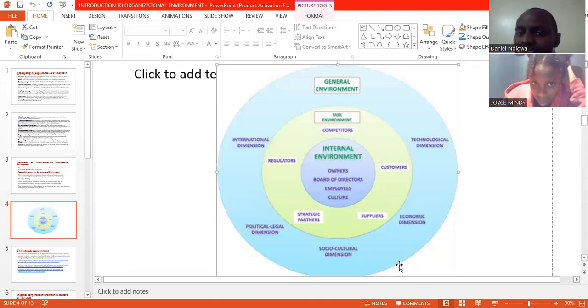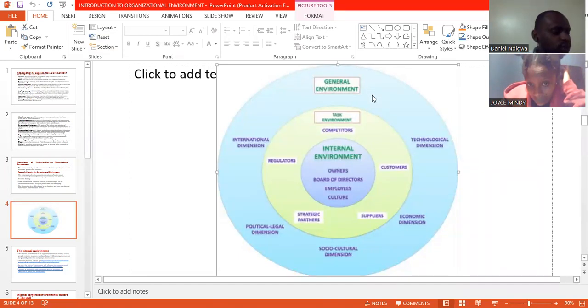Then the last environment here, we are talking about the general environment. And in the general environment, we are looking at the macro environment or the external environment at large. And here we are looking at various factors or dimensions like the technological dimension. Just a minute.